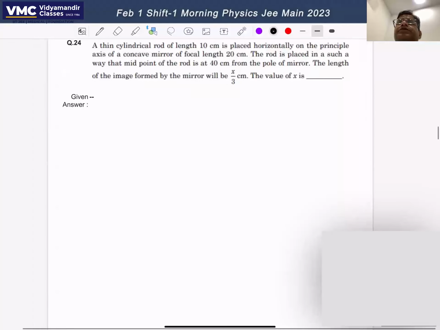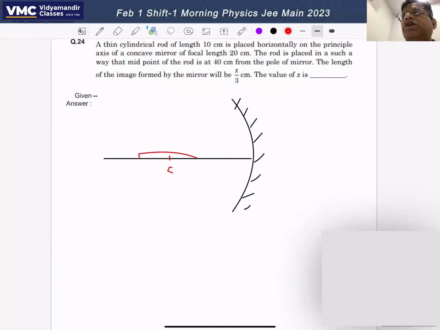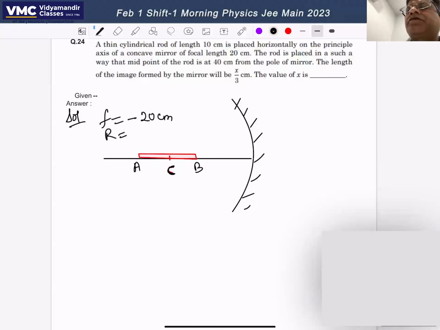Question number 24. Here we see that a concave mirror is there, and a thin cylindrical rod is kept on its principal axis. Its ends have coordinates, say A and B, and C is, say, the center of curvature. The focal length is given as minus 20 centimeter, so the radius of curvature will be minus 40 centimeter.